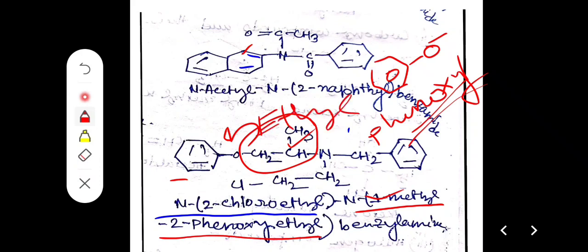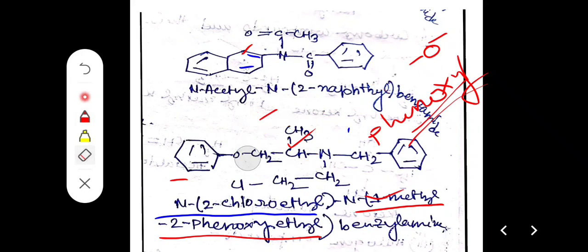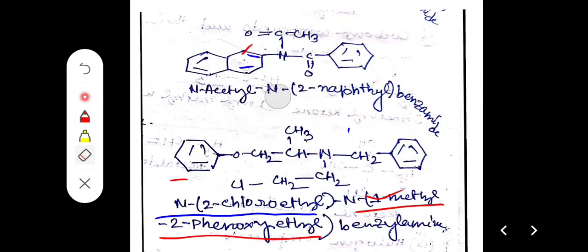That's why we termed it 1-methyl, 1-methyl, then hyphen 2-phenoxy, and overall ethyl. Bracket close, benzyl. Okay, so that is the justification.